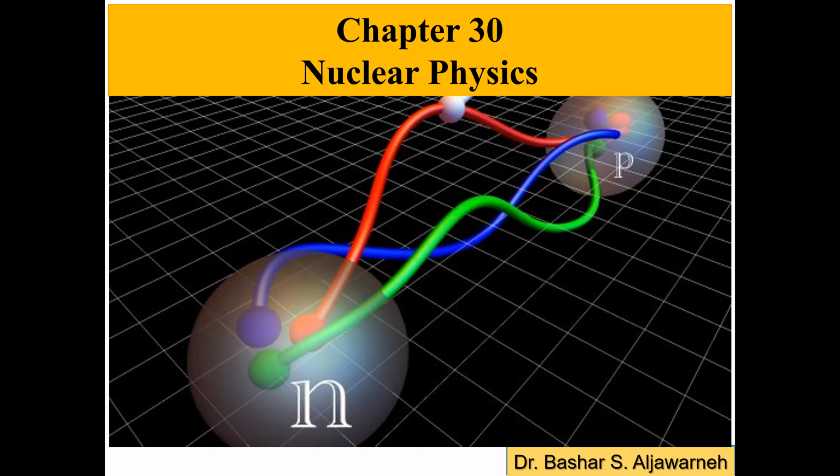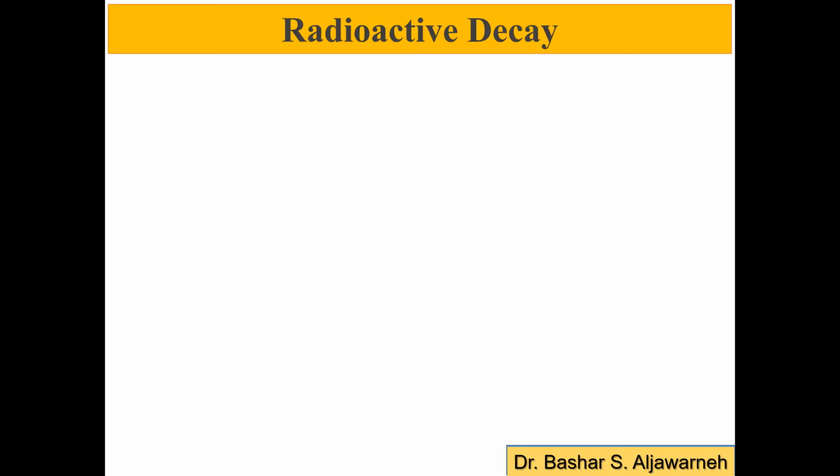Our video for today is from chapter 30, which is about nuclear physics. So in this chapter, we are going to talk about radioactivity. In other words, we are talking about the decay of unstable nucleus. So as I mentioned, we are going to talk about radioactivity. But at this stage, you need to know the following.